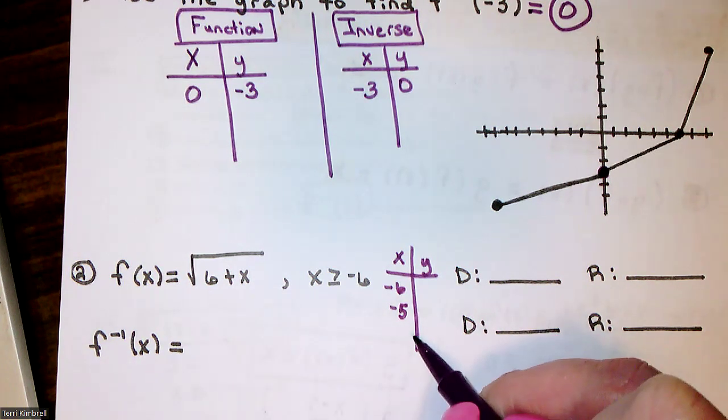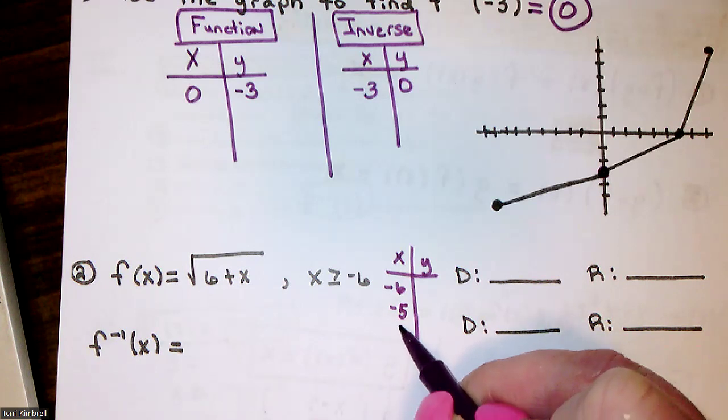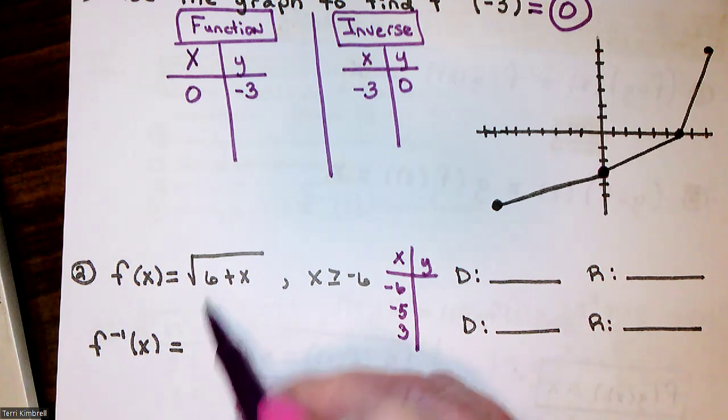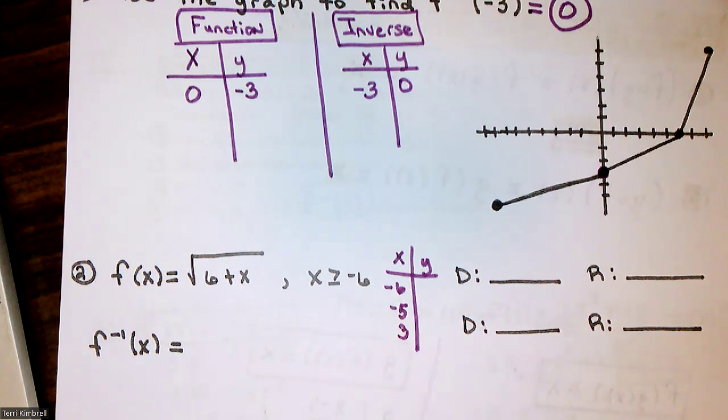And then you could go maybe to the number 3. Okay, so thinking about that, try to get some y values. Come over here, try to interchange that and come up with your inverse function, and then we will look at that T-chart, okay?